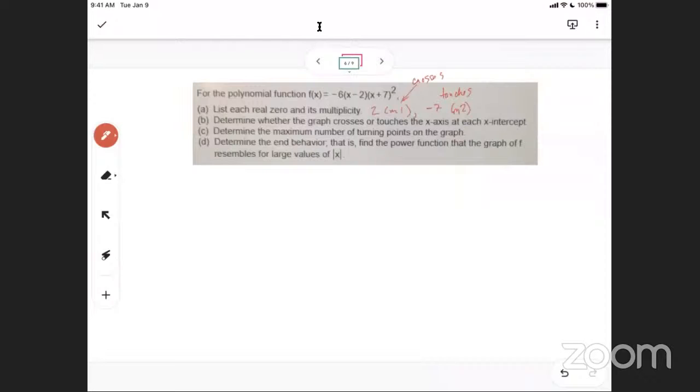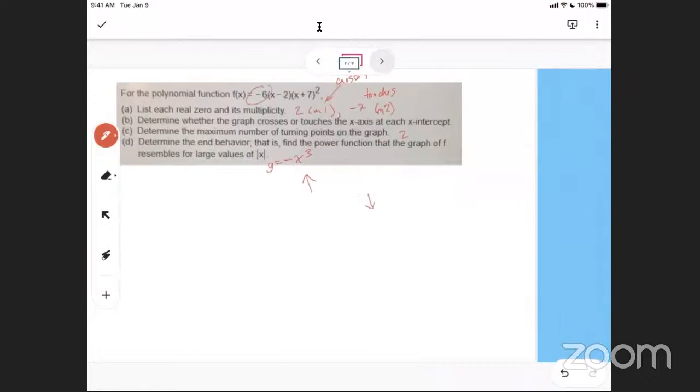Determine the maximum number of turns. So that's going to be 2, because it's 1 less than the degree, which is 3. And determine the end behavior. So since it's a negative, it's going to go down from left to right. So up to the left, down to the right. Okay. Yep. -x³ is the function that it resembles at the ends. Or again, just -x, you could even say.